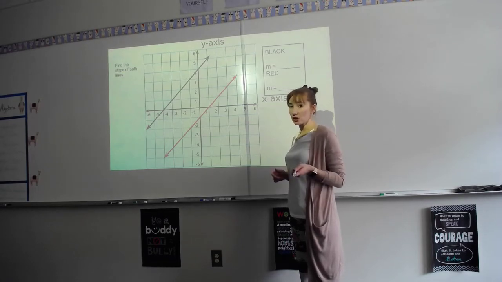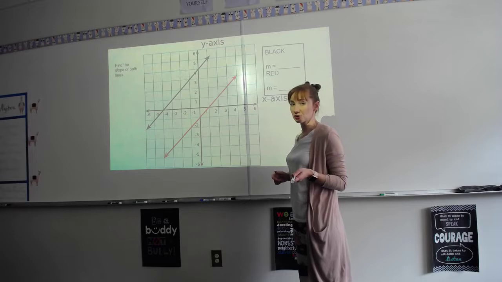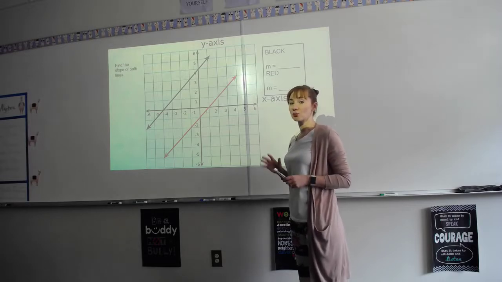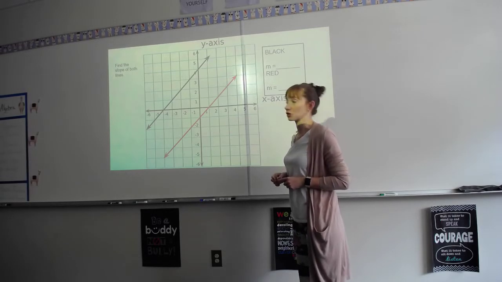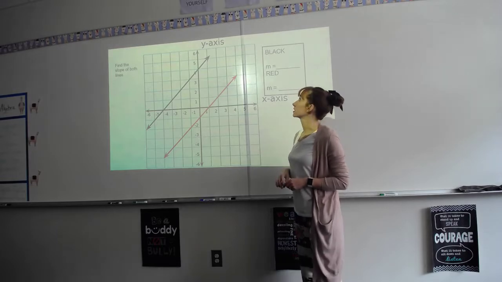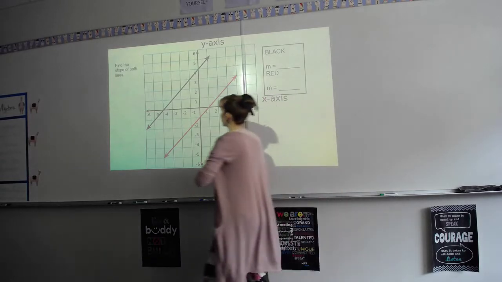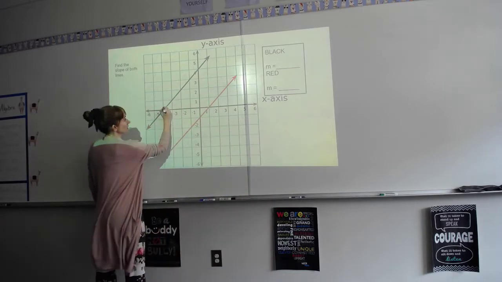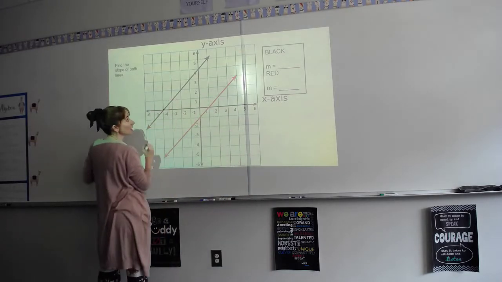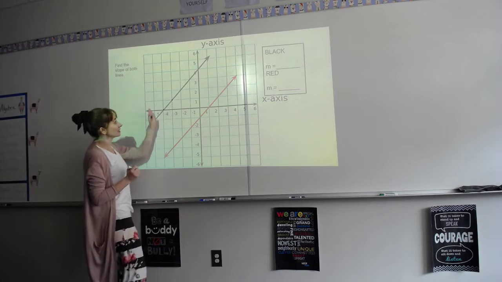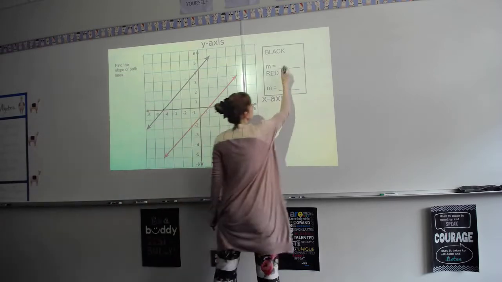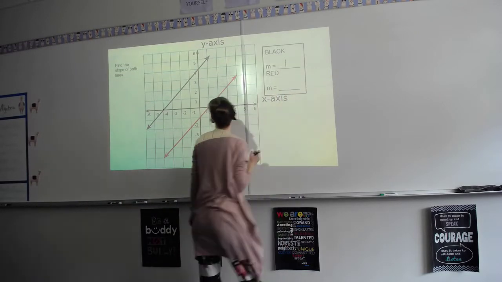All right, so before we start looking at the notes in our packet, we're just gonna see if we can figure out our rules for special kinds of slopes. So we've got two lines here, a black and a red line. The slope for this black line right here is positive because it's going up, and then it's 1 over 1. So our slope for the black line is positive 1.